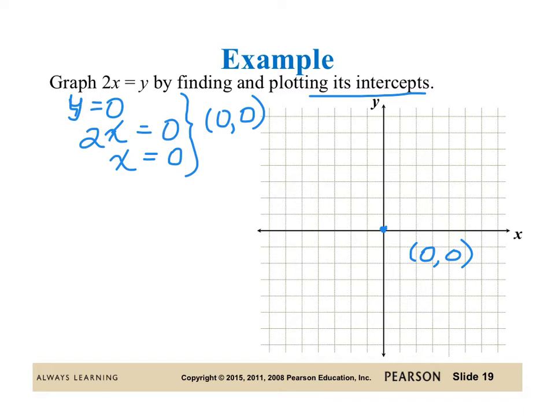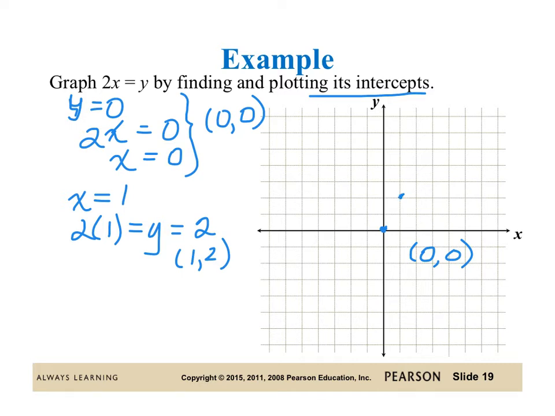So I'm going to try, let x, again, because I'm kind of lazy on the arithmetic, I'm going to let x be 1. 2 times 1 equals y, and since 2 times 1 is 2, then y is equal to 2, and that gives me the point 1, 2. Which is here.